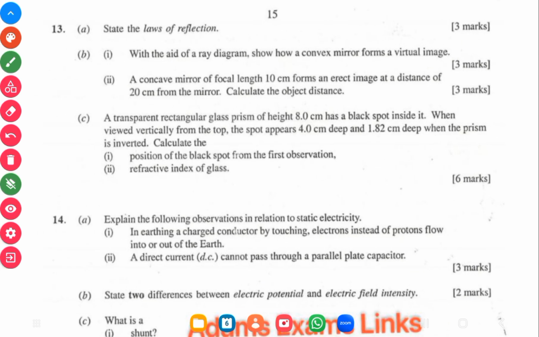State the laws of reflection. And with the aid of a diagram, show how a convex mirror forms a virtual image. And with this question, after the drawing of how images are formed on a convex or concave mirror, then 13ii: a concave mirror of focal length 10 centimeters forms an erect image at a distance of 20 centimeters from the mirror. Calculate the object distance.